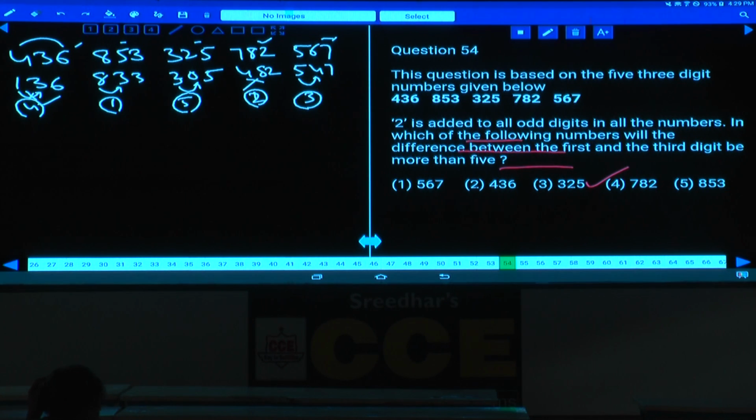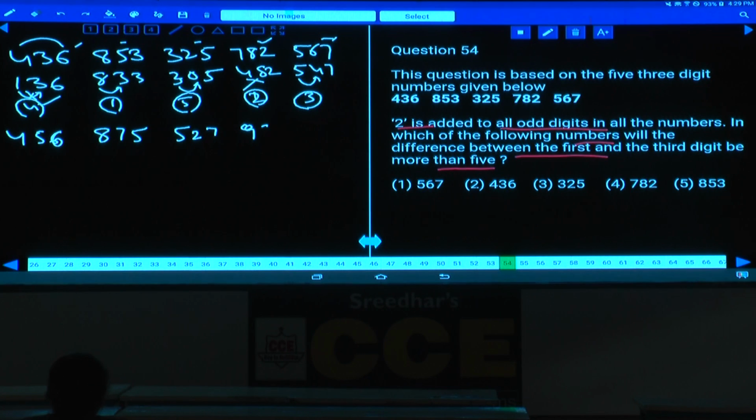Then 54, 2 is added to all odd digits in all the numbers. In which of the following numbers will the difference between the first and the third digit be more than 5? Now 2 is added to all the odd digits here: 436, and since there is only one odd digit, we add 2 to that one, giving 456. 853 becomes 875, this becomes 527, this becomes 982, and this becomes 769.